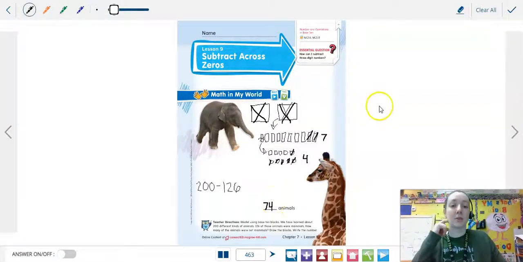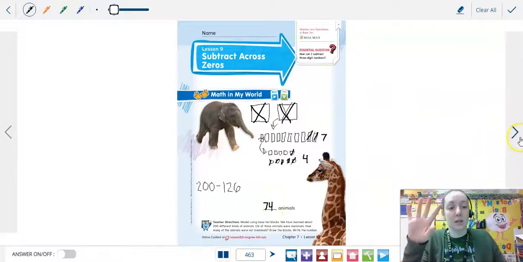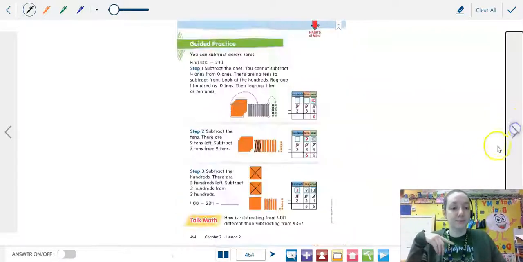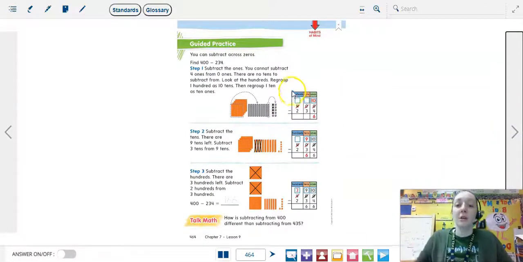Okay, so let's look at what it looks like when we're subtracting with just the numbers, when we have to go and break down 100 to use for the ones. So it's called subtracting across zeros, right? The name of our lesson. So you can subtract across zeros. So we're going to find 400 minus 234.